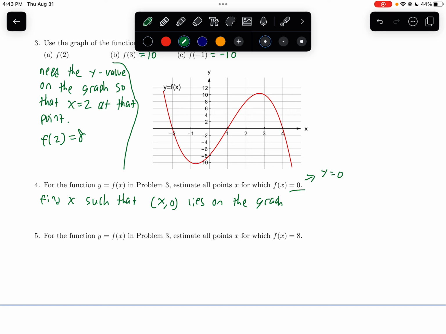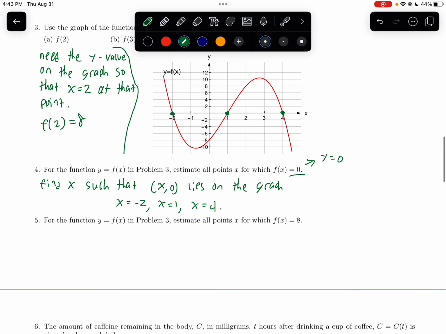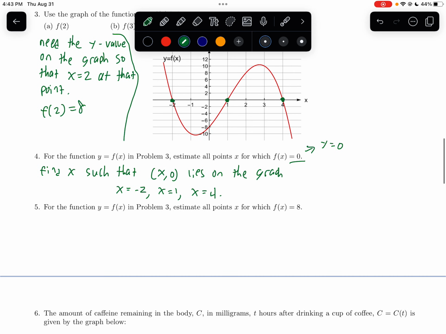So that would be when y is 0, we're on the x-axis, so the function reaches there, it goes across there, there, and there. And these values are -2, 1, and 4. So those are the coordinate points such that -2, 0 is on the graph, 1, 0 is on the graph, and 4, 0 is also on the graph.